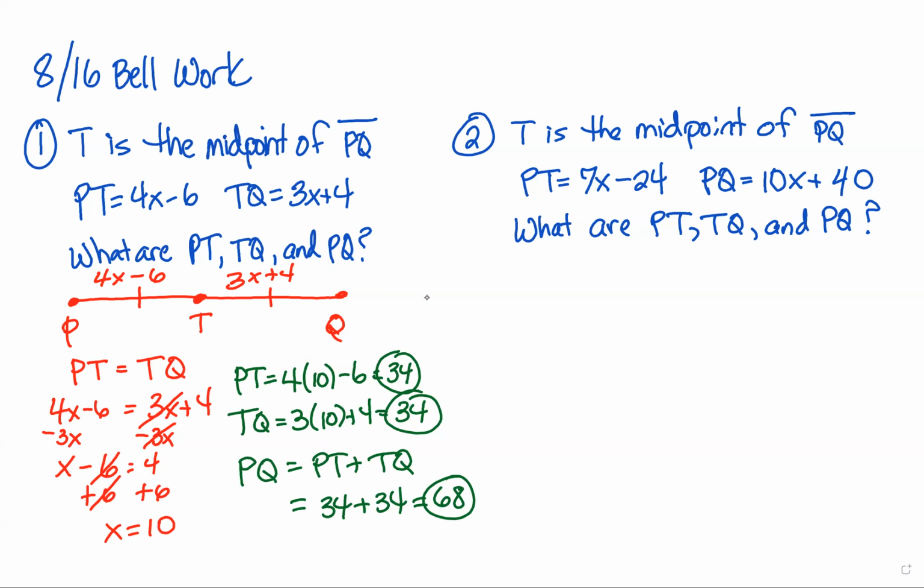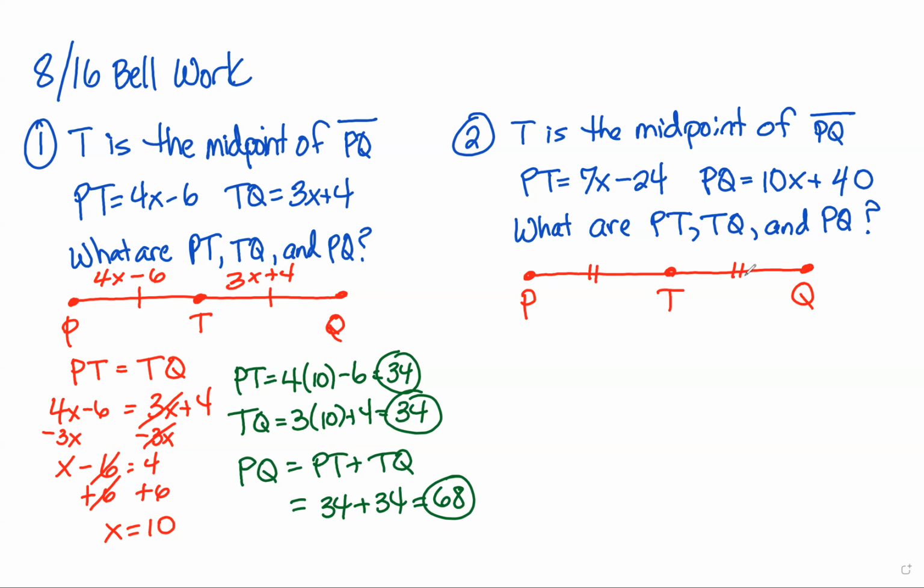Okay, so now I'm going to go to example number 2 in our bell work. It says T is the midpoint of segment PQ. P to T is 7x minus 24, and P to Q is 10x plus 40. What are PT, TQ, and PQ? So once again, we're going to draw a picture of what we're given. T is the midpoint of PQ, so that means P and Q are the endpoints, and T is the midpoint. Since it is the midpoint, that means the left side equals the right side.